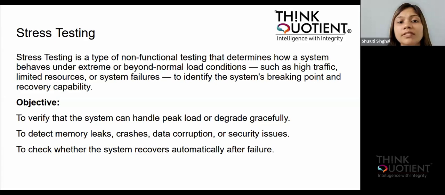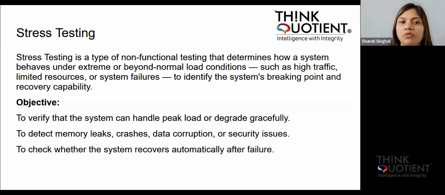Okay. So again, you have the same tools for doing stress testing. That is Apache JMeter. Then we have Locust, which is Python based. We have LoadRunner, which is an enterprise tool. We also have K6, which is a modern developer-focused performance tool, right? So we have the same tools.